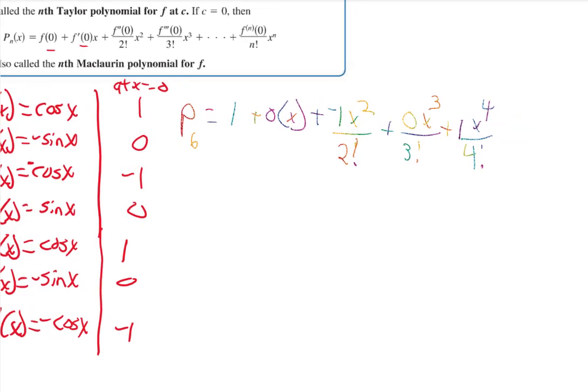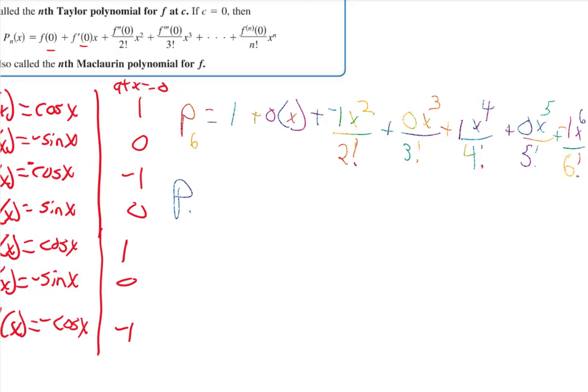And suddenly you're probably seeing a pattern to this. The 5th derivative is 0 times x to the 5th over 5 factorial. And the 6th would be negative 1 times x to the 6th over 6 factorial. So I bet even though we've only written out the first 6, it would be easy for you to write out the first 10 there.